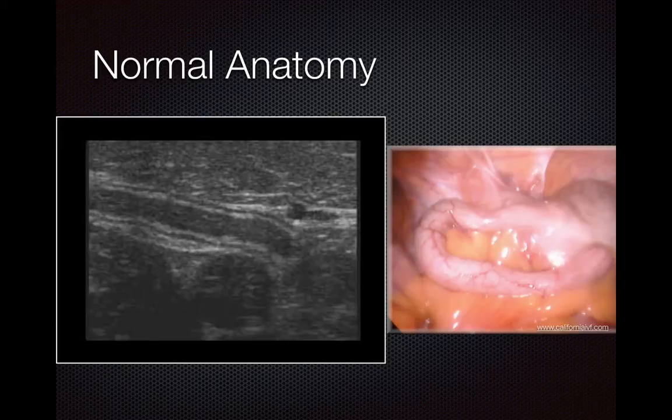And a normal appendix that's not inflamed is going to be compressible, and you will still see peristalsis there. So just because you see this blind-ended pouch doesn't necessarily mean that you made the diagnosis. So just keep that in mind.